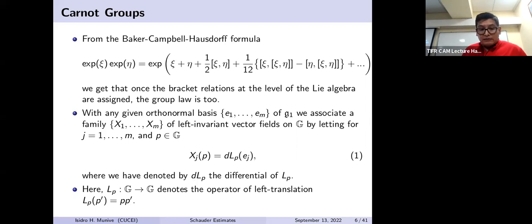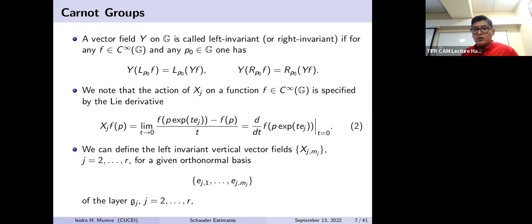Just to recall what a left invariant vector field is, it's just L_p-related, that's the definition. And you can see that the action of X_j on a function is defined by this. If you want to be more explicit, we can also define other vertical vector fields using the same ideas, but the relevant ones are these X_j's.